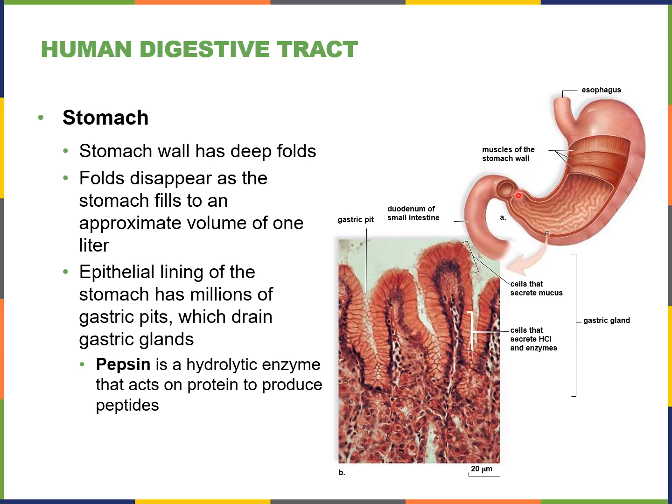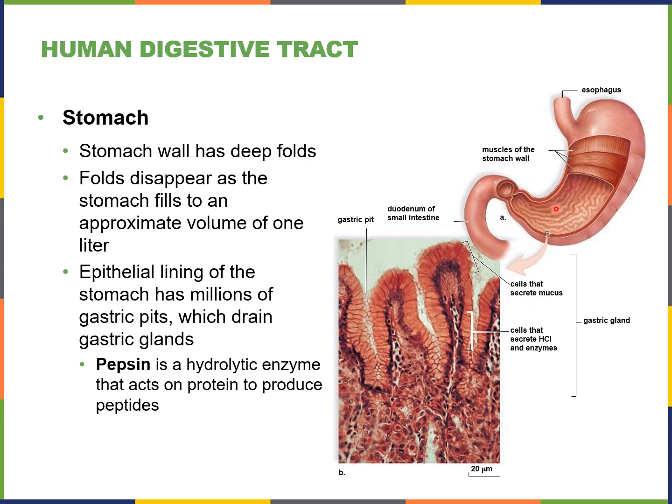And the reason why our stomach doesn't just eat itself basically is because it's got this epithelial lining, and it's got a big mucus layer covering it. So that's why all that gastric acid that's within your stomach and has a really low pH isn't essentially dissolving the stomach itself. But within that epithelial lining, there's millions of these things called gastric pits that drain gastric glands. So you get different enzymes coming in, like pepsin is one of the most common. It's a hydrolytic enzyme that acts on protein to produce peptides. Okay, and lots of other enzymes in the stomach too.